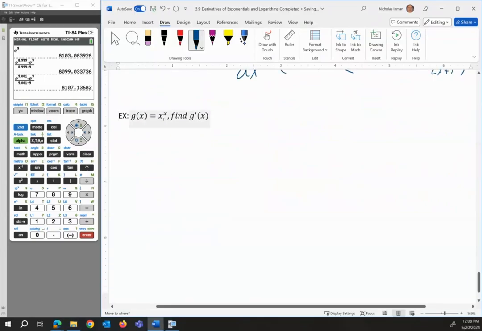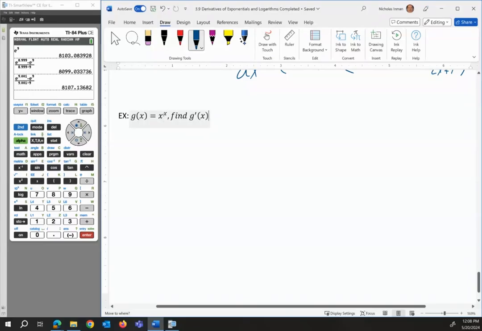So for this one, x to the x, very interesting idea. Take whatever number you have and raise it to that same power. So like 2 to the second, 3 to the third, 4 to the fourth, 5 to the 5th, but also decimals like 1.1 to the 1.1. All of those things. And we want to find the derivative of this thing.